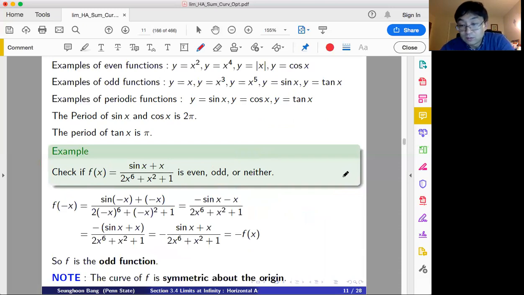So far so good. Sometimes you only check a true or false problem: the function is even, true or false. Or you can check whether the function is even, odd, or neither. We don't check the periodic; don't worry about the periodic. Just even, odd, or neither. You can check these kinds of things.